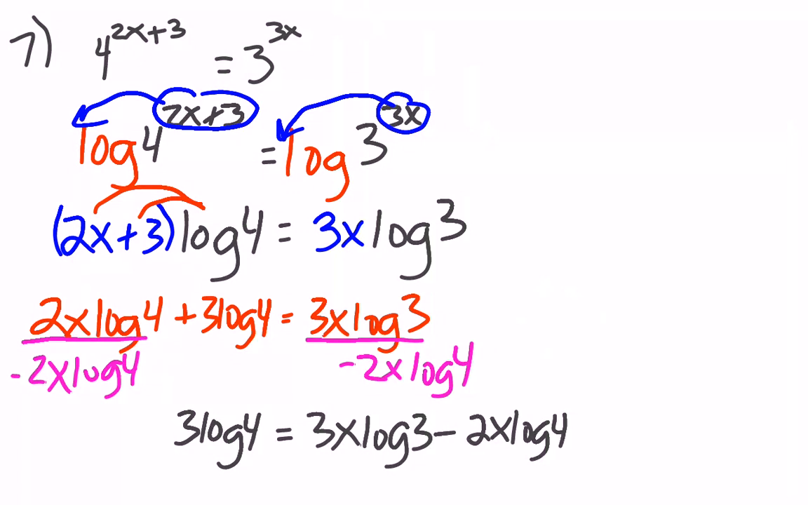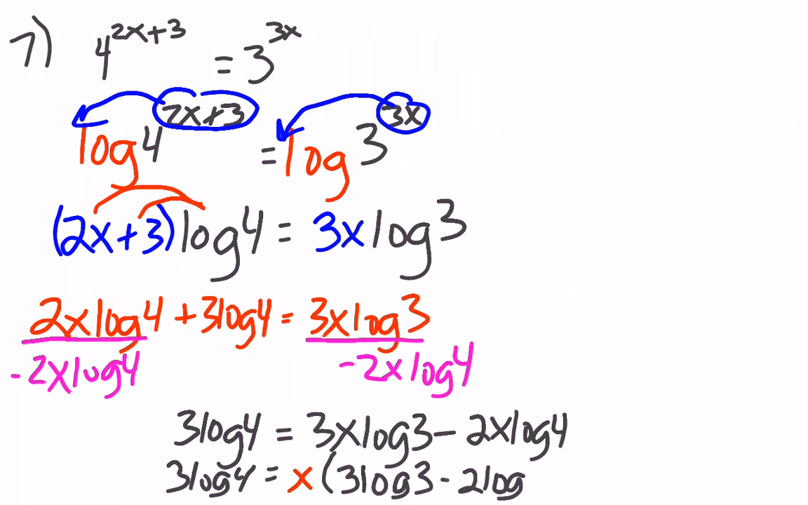The next jump that you need to make is that we're going to factor out the x that's on whichever side. So in this case, it's on the right-hand side. So we're going to factor that out. And that just leaves me with 3 log 3 minus 2 log 4. In my infinite wisdom, I have run out of room. So all I'm going to do is rewrite that exact line right here up at the top.